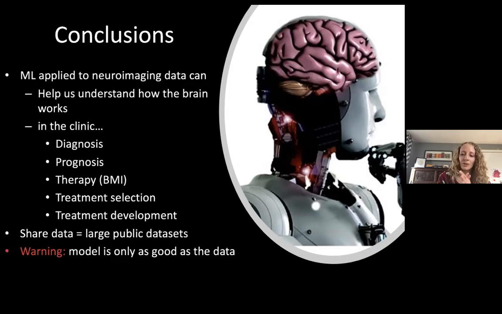And of course, a lot of this hinges on sharing data. So I'm always an advocate for large public data sets, or even sharing data through things like ENIGMA, which is really helpful as well. I'm a part of that. And then again, I'll leave with a warning: your machine learning model is only going to be as good as the data you provide it. So if there's bias in your data, there's going to be bias in your algorithm.